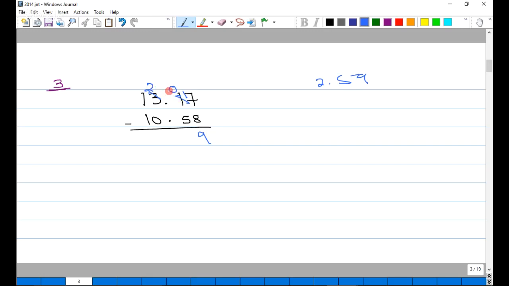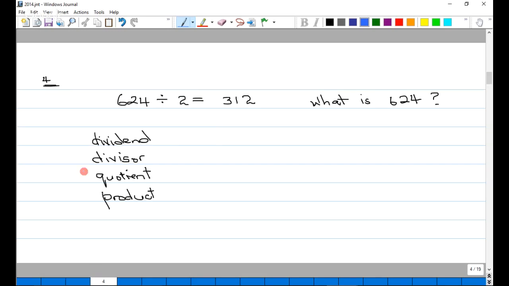I have 0 here, and I'll take 1 from the 3, leaving me with 2. This will become one set of 10, and 5 from 10 will leave me with 5, decimal point on a decimal point, and 10 from 12 will leave me with 2. So that one's good. We have 624 divided by 2 being equal to 312.